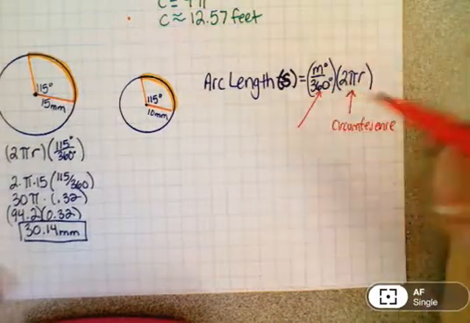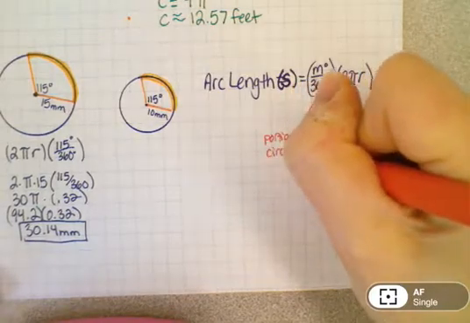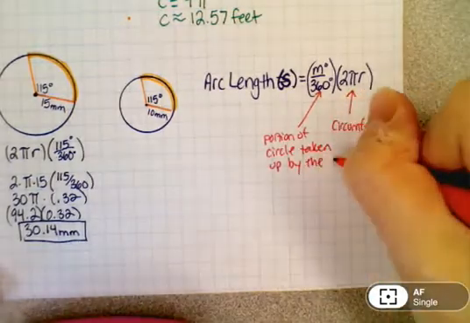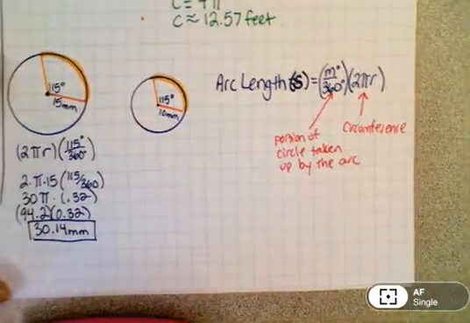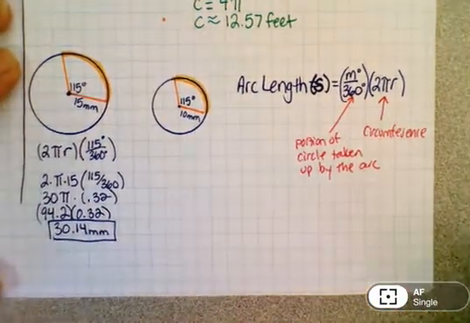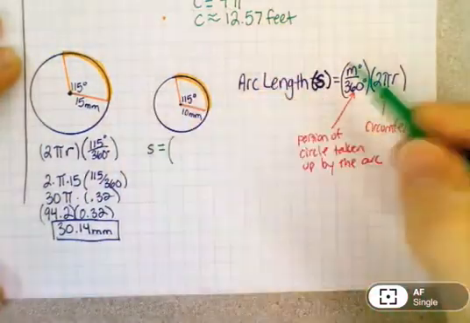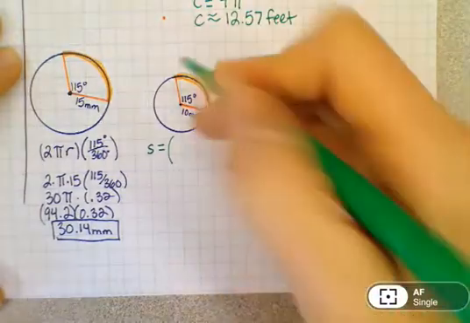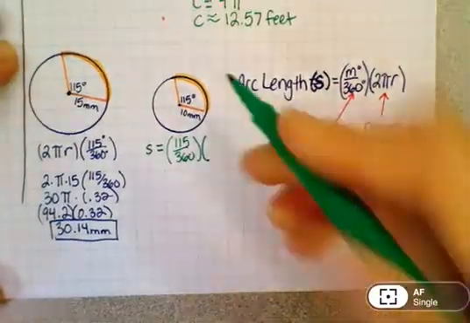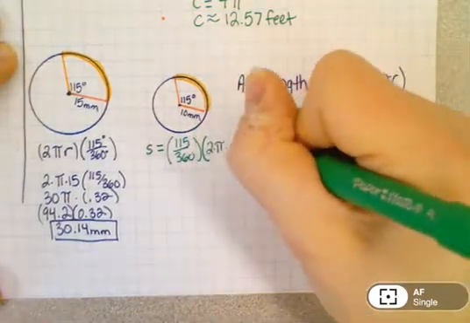And I hope you can see that this is the circumference, and this is the portion of the circle taken up by the arc. All right, so we're going to use that formula for this arc length here. S is the arc length, S equals m over 360, where m is the measure of the arc, so it's 115 over 360, times 2 pi r. 2 times pi times the radius, which here is 10 millimeters.